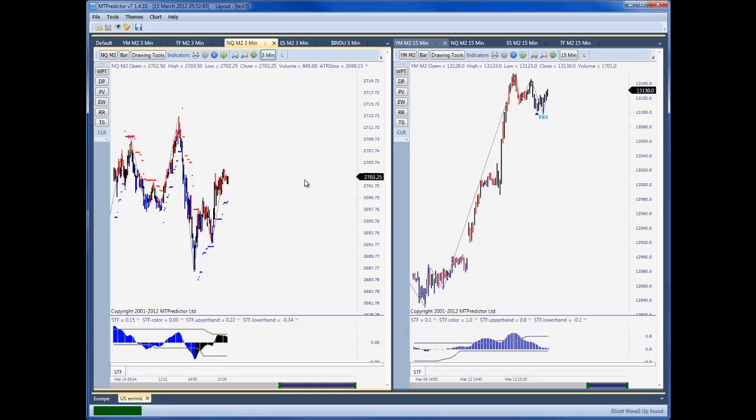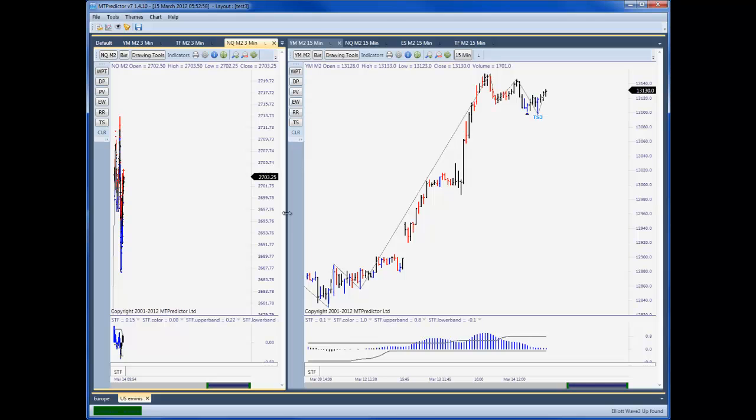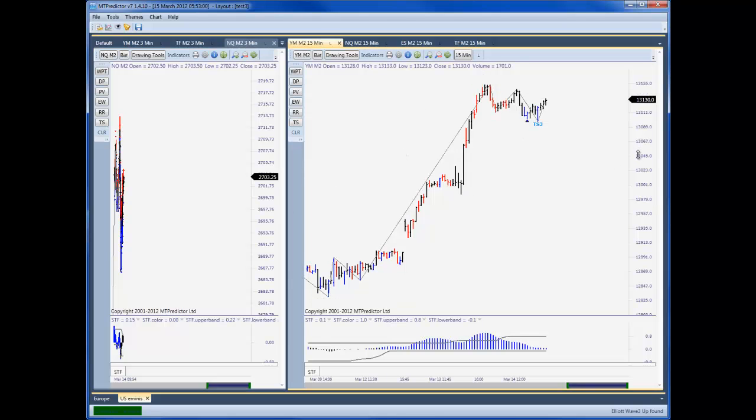Today I'd like to go through and look at the US E-minis and how they unfolded yesterday. That would be Wednesday, March the 14th. So as usual, let's have a look at the 15-minute charts. I'll just drag this across here, and I've got some 15-minute charts tabbed here in MTPredictor version 7.